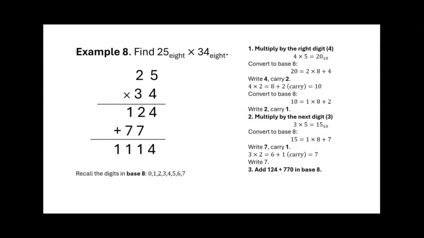So this is very interesting: when you're doing multiplication of more than one digit, you're doing both operations at the same time. You're multiplying and you're adding. And this is the regular way that we do it.